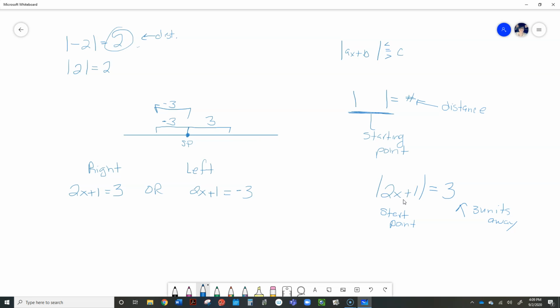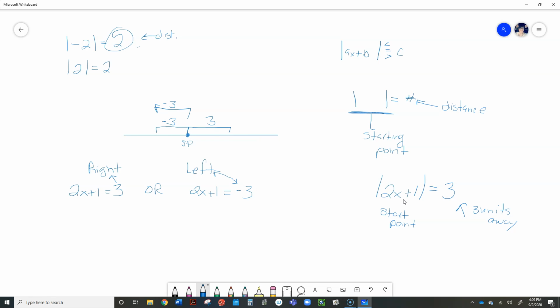When the absolute value bars are still around it, this is a measurement, and that's why it can't be negative. Okay, and in order to solve it, you have to drop the absolute value bars, and then when you set it equal to the +3, this +3 is a direction. It means you're moving to the right from wherever your starting point is, and this -3 right here means you're moving to the left from wherever your starting point is. That's why we have two different answers.